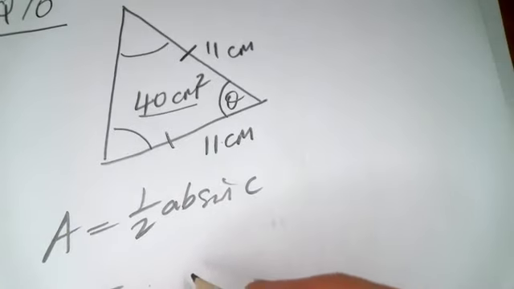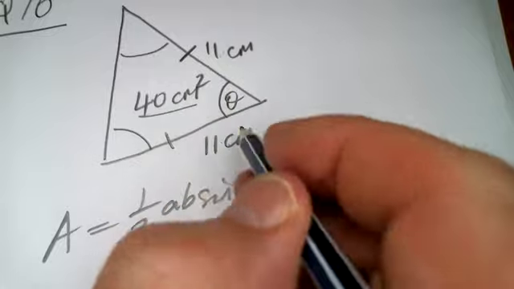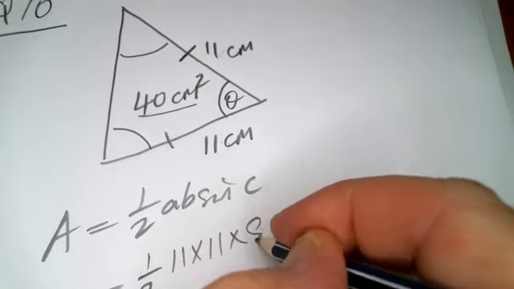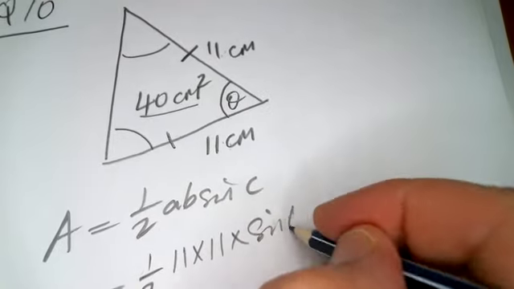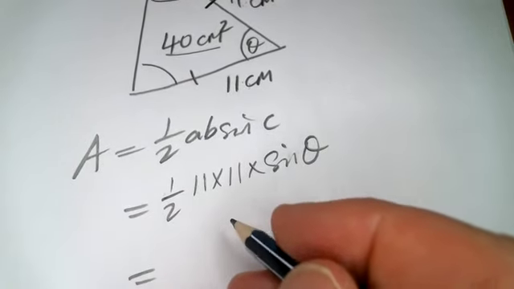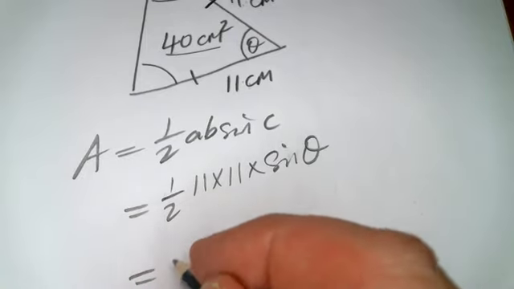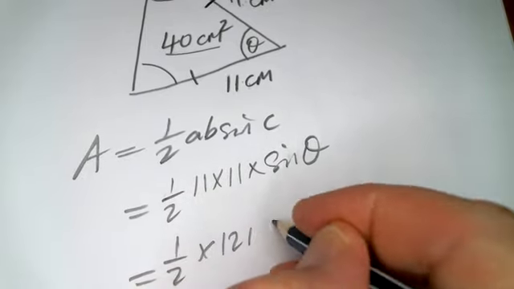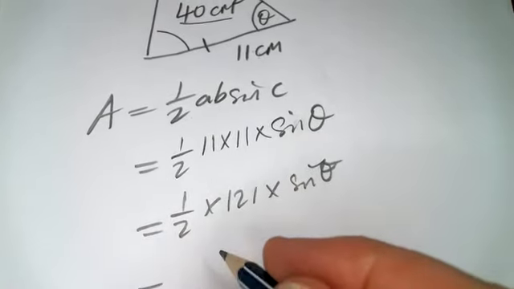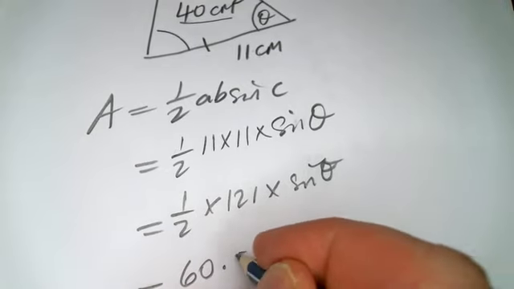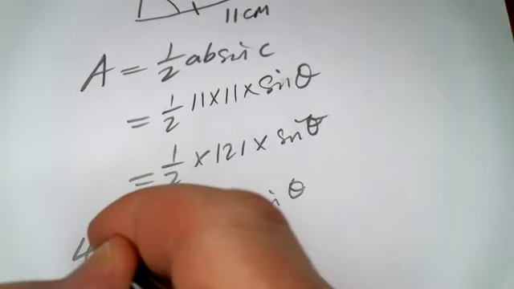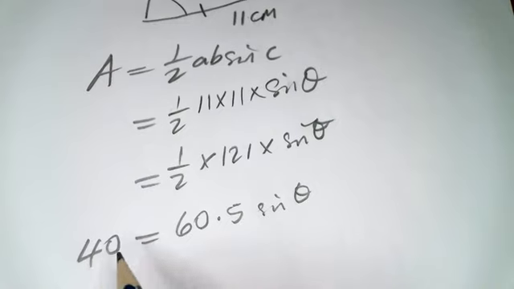So what's that? So AB, well, 11, A and B, I'm going to call these two A and B. So I've got half 11 times 11 times sine of C, which is, in this case, theta. Now, what have I got there? Well, 11 11s are 121. Half of 121 would be 60.5 sine theta. And all of this, by the way, equals 40, because we know the area. It is 40 square centimeters.